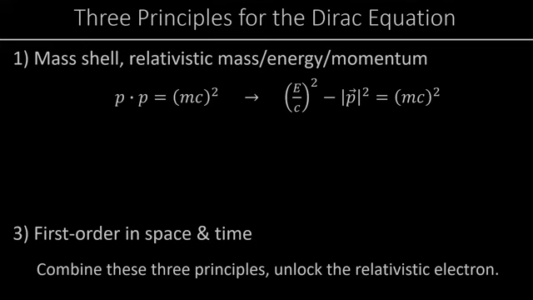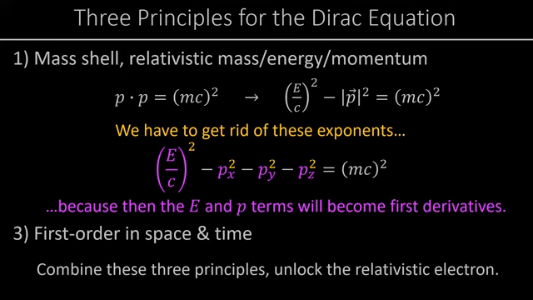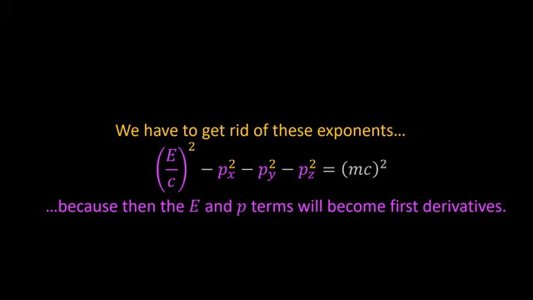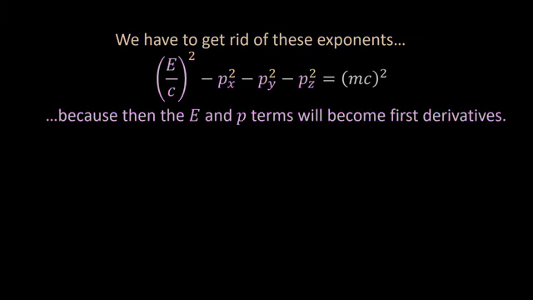Okay, well, what we want to do now is just combine the first and third principle so that we can write the mass shell in a way which doesn't have any squared energy terms or squared momentum terms, but rather just has energy and momentum appearing in the equation to the first power, because then when we put in the energy and momentum operators, we'll end up getting first derivatives. Okay, so given the mass shell equation, how do we rearrange it so that E and p just appear to the first power? So how do we do it?